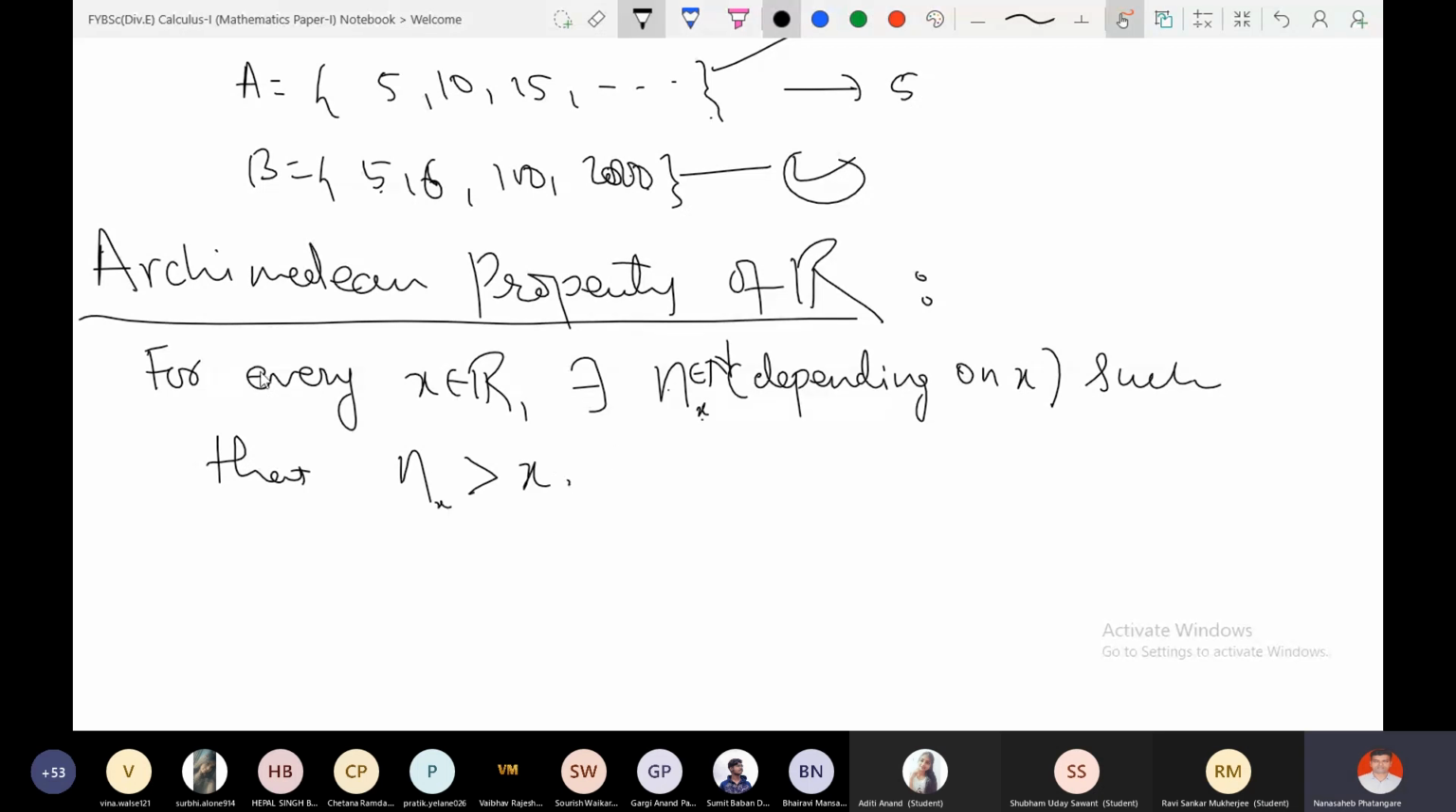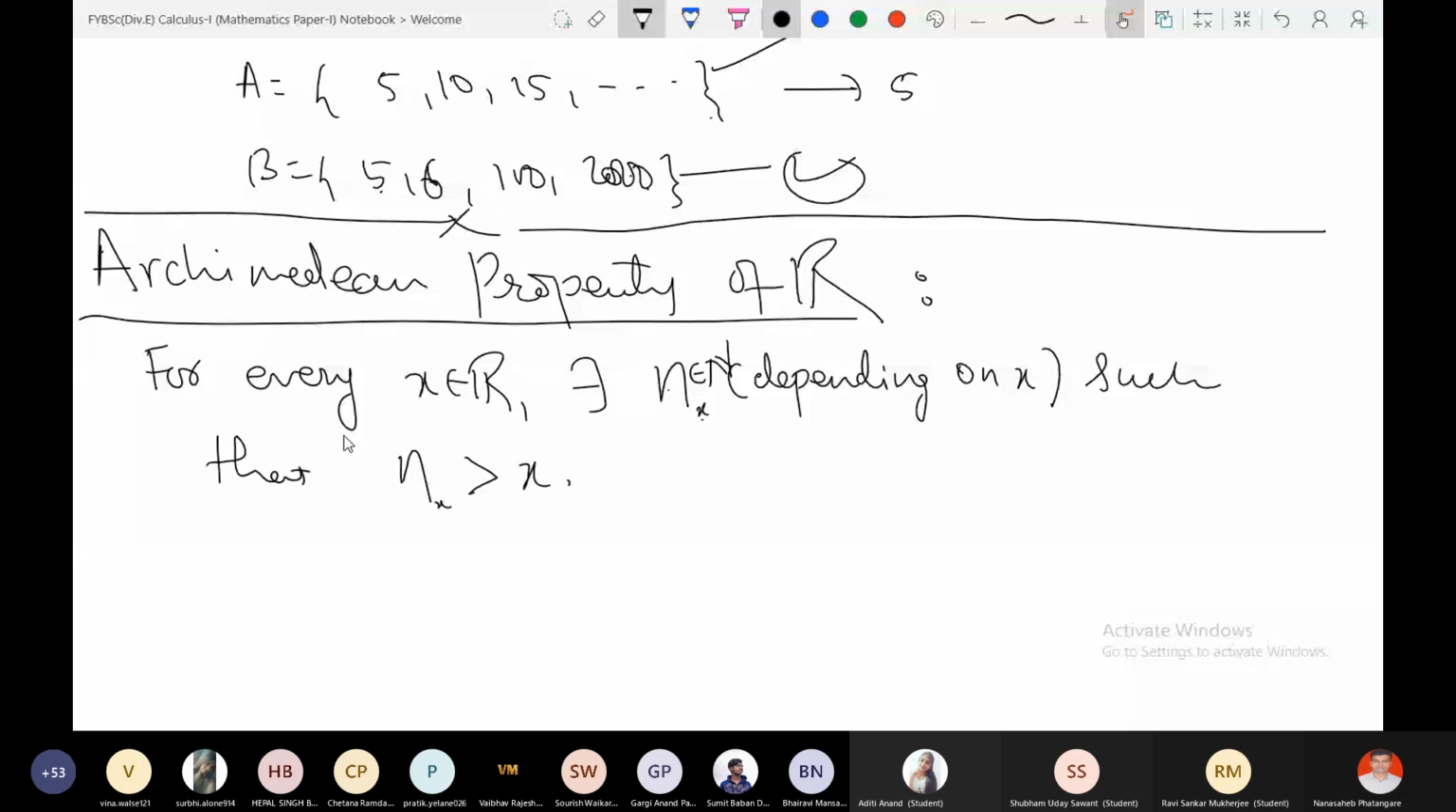What does this property say? Do you understand? Given any real number, there is a natural number greater than it. This is a very important property. And this is a consequence of all our previous discussions: the properties of natural numbers, the well ordering property and the properties of real numbers. So the meaning of the statement is clear. Give me any real number, I can produce a natural number greater than it.